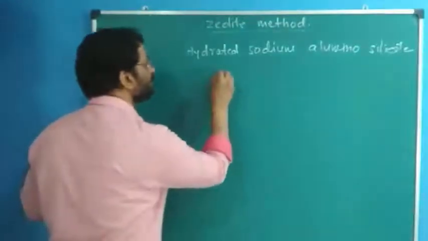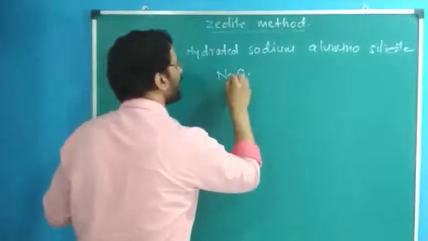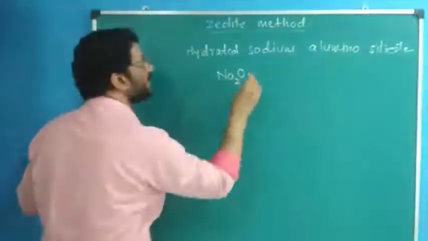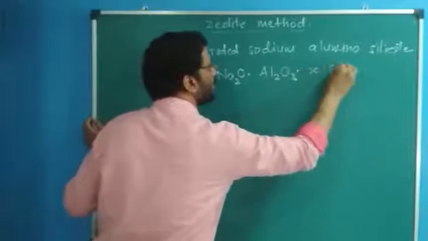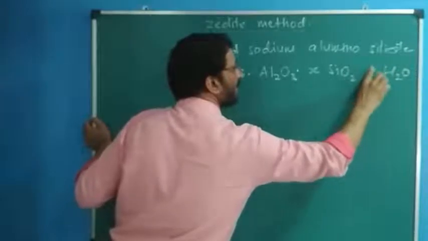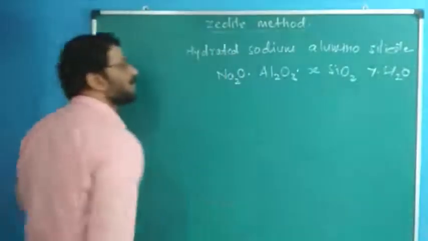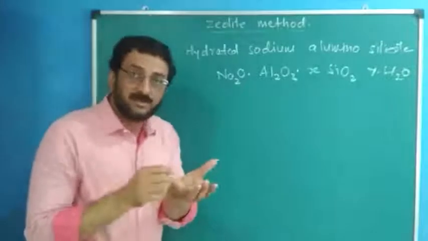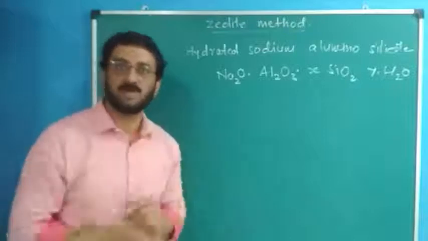The formula of this is Na2O.Al2O3.xSiO2.yH2O. These are hydrated sodium aluminosilicates. This is a repeating structure of zeolite. This is one building block of this polymer, we can say.